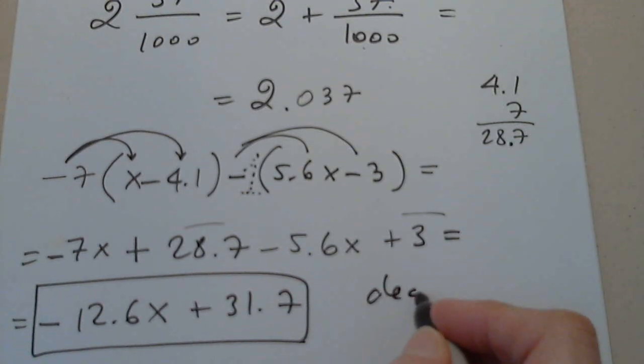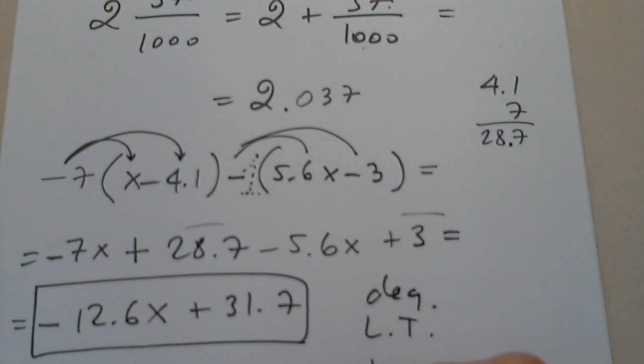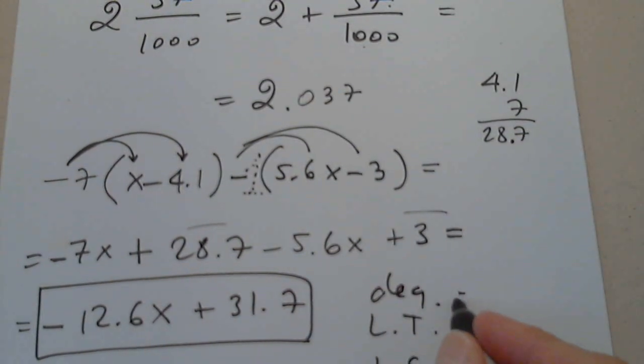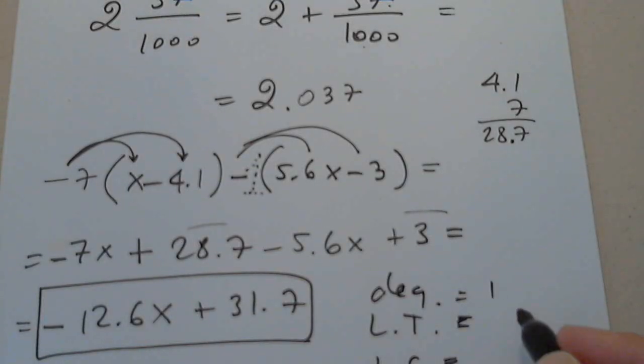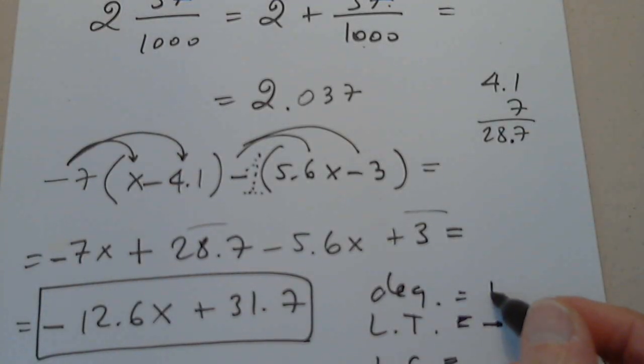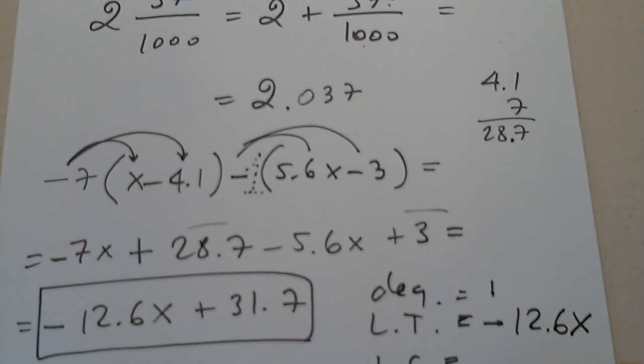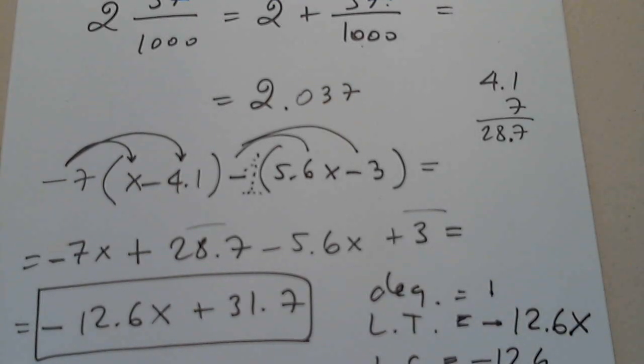Can anyone identify the degree, the leading term, and the leading coefficient? Degree of one. Leading term is... Oh, sorry, negative 12.6x. Sorry. It's where the degree is coming from. Good. And the leading coefficient is? Negative 12.6. Excellent. Perfect. Thank you.